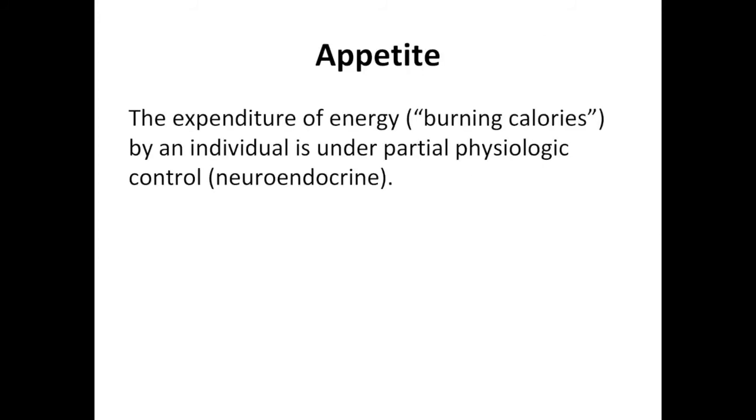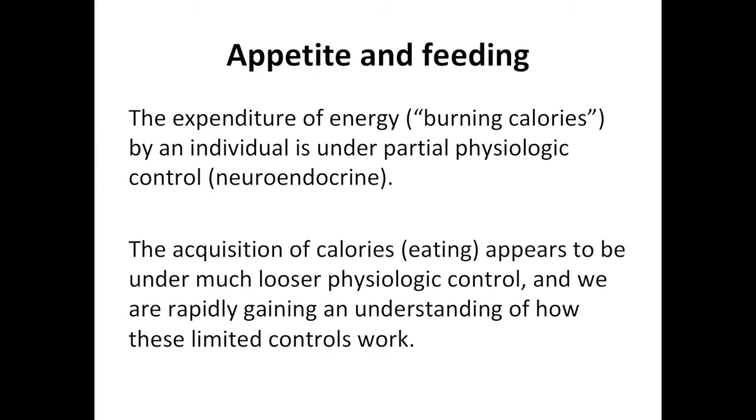So regulation of blood glucose has its fundamental purpose to ensure that all cells have the right energy requirements delivered to them based on their metabolic peculiarities. And at the same time, it prevents blood glucose from becoming high enough to cause damage. But the acquisition of calories is under much looser physiologic control, and we're gaining more information about how this happens, but there's still a long way to go.